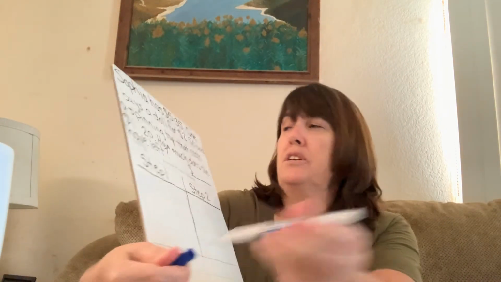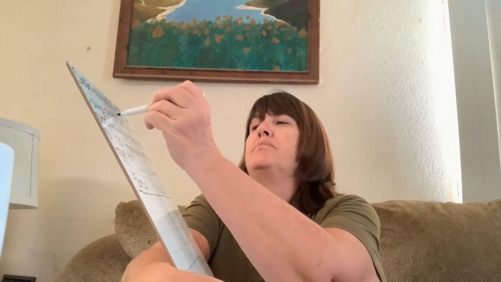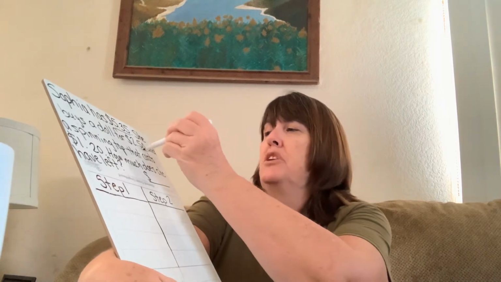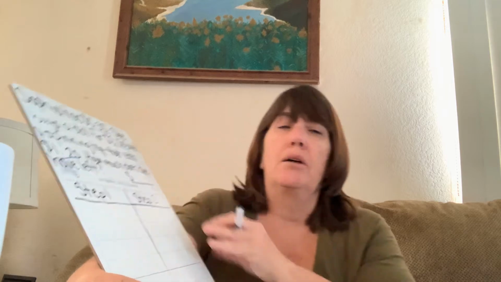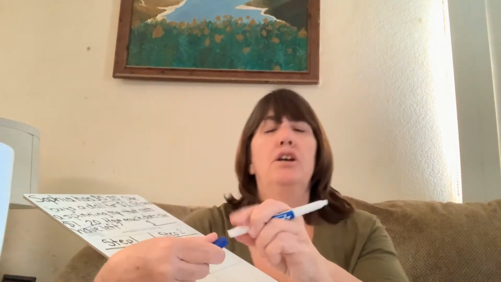So we have Sophia has $5.35. So there's our whole number, right? And she buys a doll for $2.50 and a spinning top for $1.20. Okay. So this time we're going to use the total number that we have, $5.35, and we're going to subtract the first amount, $2.50.